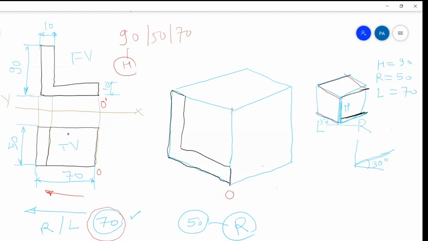Now O is here. From here, we will see the front view. Is this the front view? Yes, this is the front view.